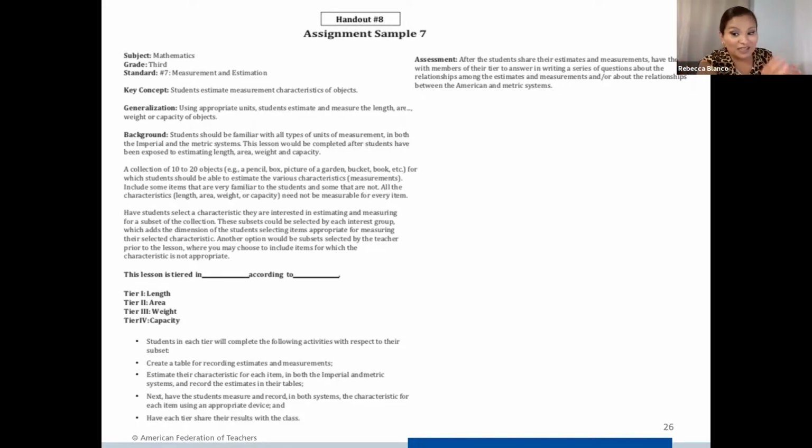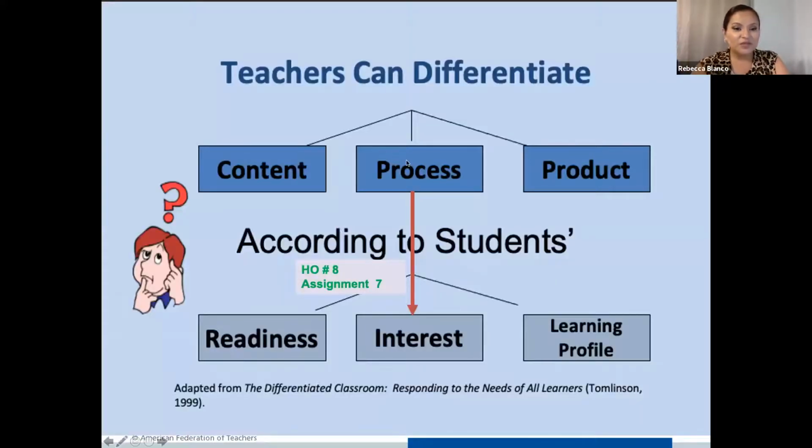That's the only difference that it's going to have, is that if I want to work on length or somebody wants to work on weight, that's the only difference between our product. So the outline is here, but the only difference is going to be that I chose length and somebody else chose weight. Awesome. Good job. So yes, it was the process by the interests.